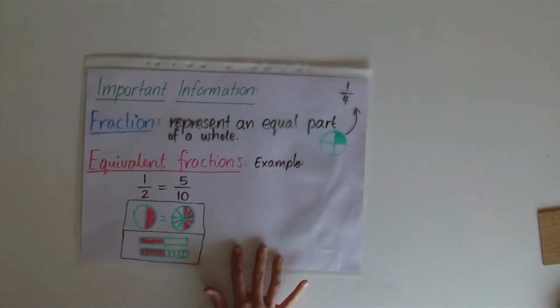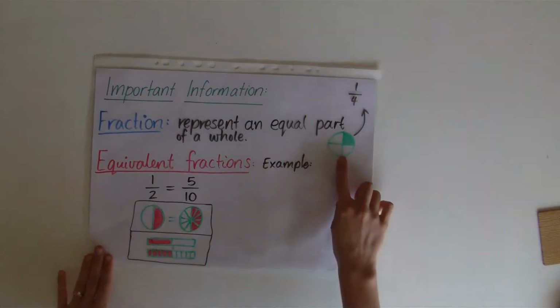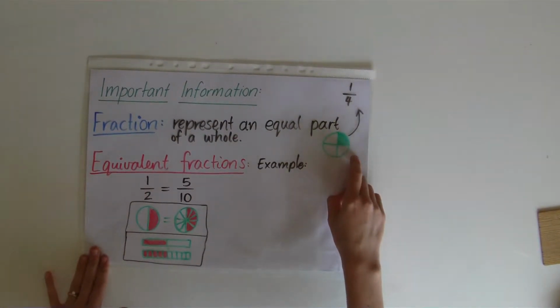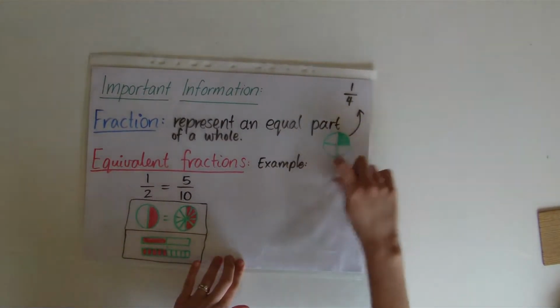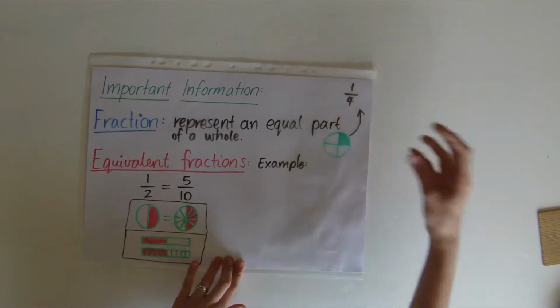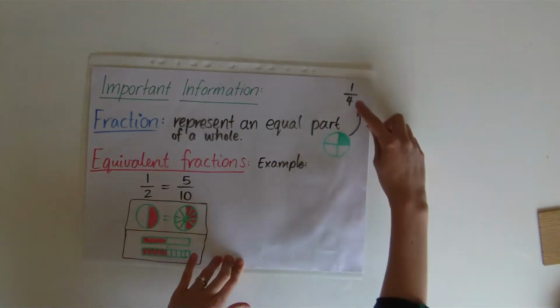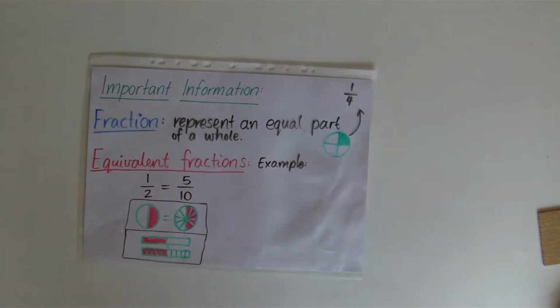Let's start off with some important information. Just to revise and refresh our memory, a fraction represents an equal part of a whole. So if we imagine that this circle here was a piece of cake or a pie, a whole cake or a whole pie, if one part here of 4 parts, so 1, 2, 3, 4, was taken and eaten, we could say that 1/4 was eaten or taken away.